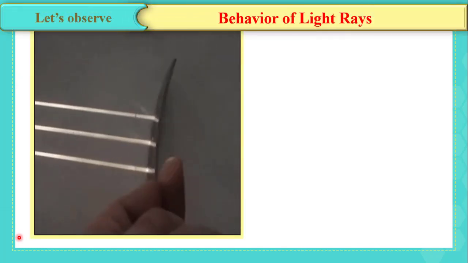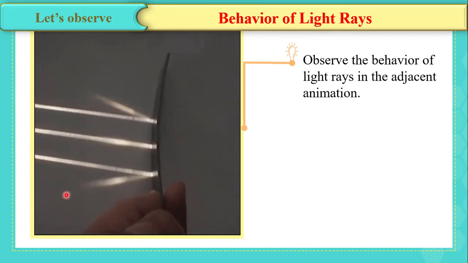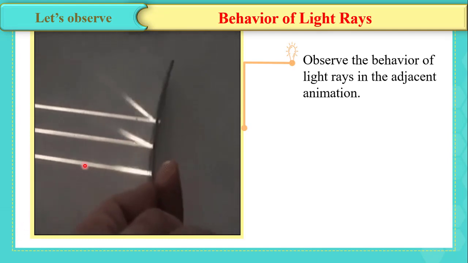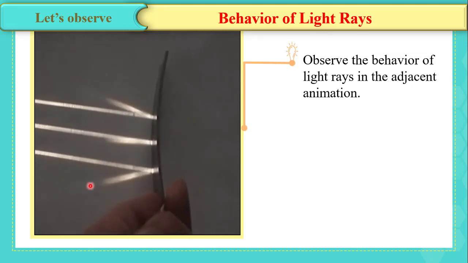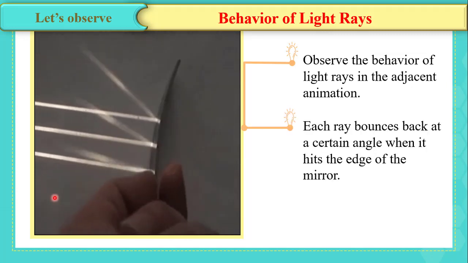Let's start our lesson by observing the behavior of light rays in the adjacent animation. Note that in the case of light, a wave ray is called a light ray. We can observe that each ray bounces back at a certain angle when it hits the edge of the mirror.